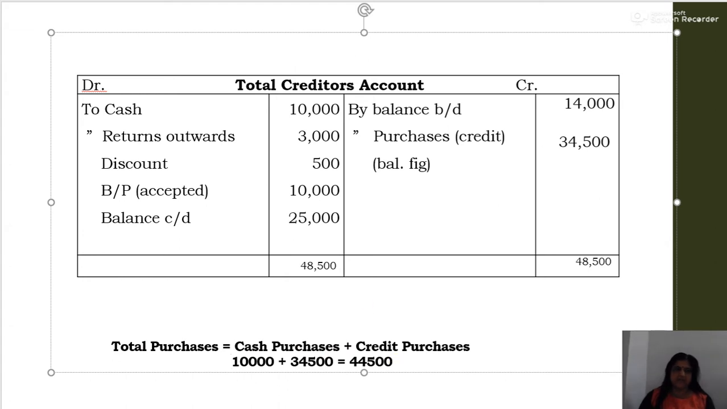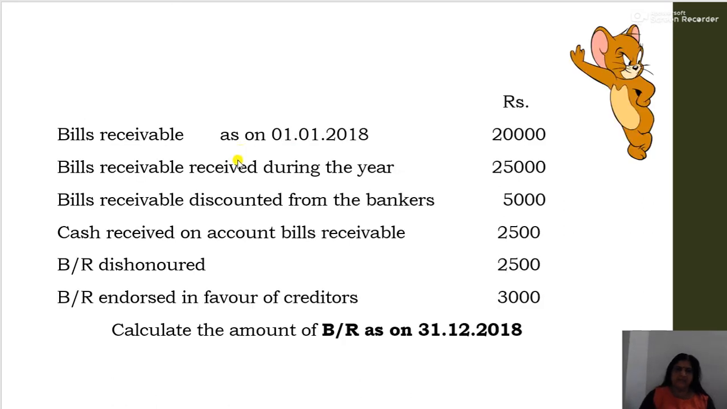Okay. Now the next problem is the calculation of bills receivable, that is the preparation of bills receivable account. This is the question: bills receivable as on 1/1/2018 20,000, that is the opening balance. Then bills receivable received during the year 25,000. Bills receivable discounted from bankers 5,000. Then cash received on account of bills receivable 2,500. Then bills receivable dishonored 2,500. Bills receivable endorsed in favor of creditors comes to 3,000.